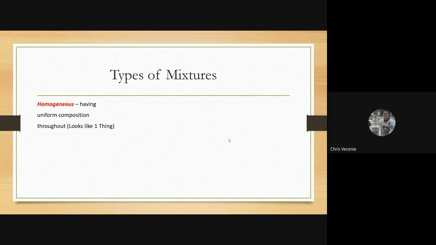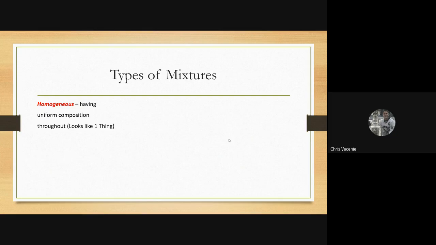First, you get homogeneous mixtures, and that's not a new term. We've talked about homogeneous before. We always say it is uniform. It looks like one thing. So if you create a mixture which has multiple things in it, but it still visually looks like one thing, we have a homogeneous mixture.